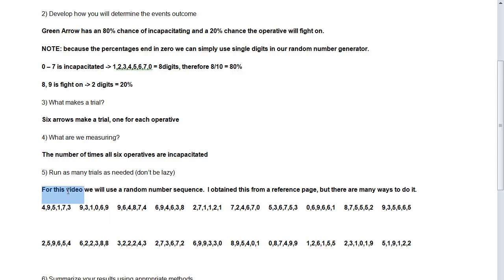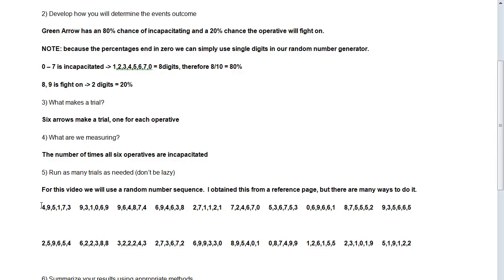For this video, we're going to use a random number sequence. I'm not going to use technology, so I obtained these from a reference page. There are many ways to do it. But because I'm using a random number sequence, we're going to do 20 trials. Hopefully I have enough numbers here to do 20 trials.